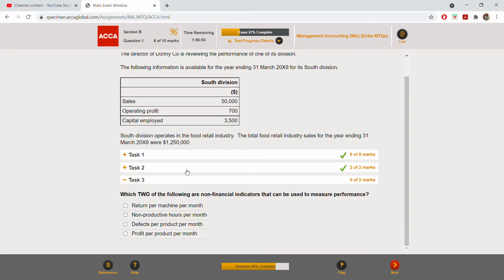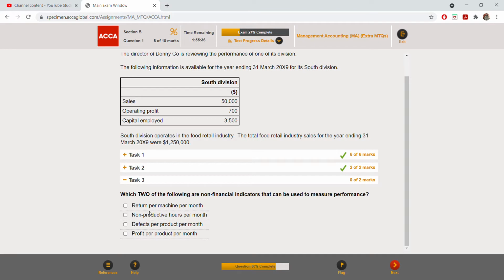Which two of the following are non-financial indicators that can be used to measure performance? Okay, that means you have to know the ratios or the indicators to measure your performance, whether financial or non-financial. Return on machine per hour, non-productive hours per hour, defects per product per month, or profit per product per month. Okay, which two are the non-financial?